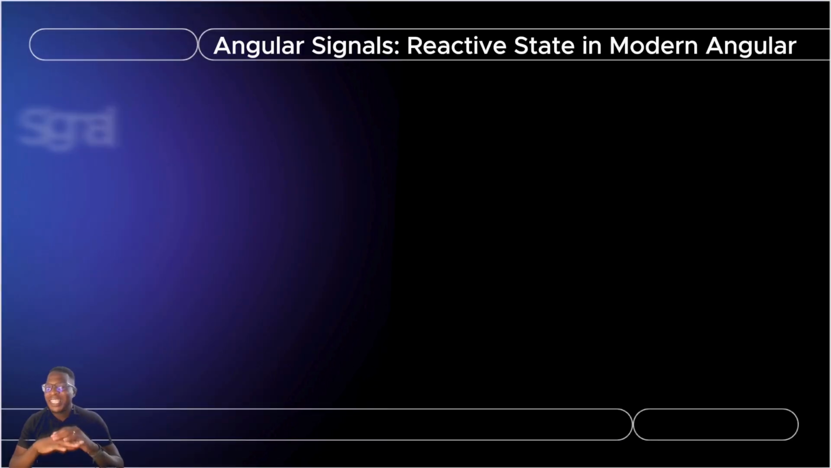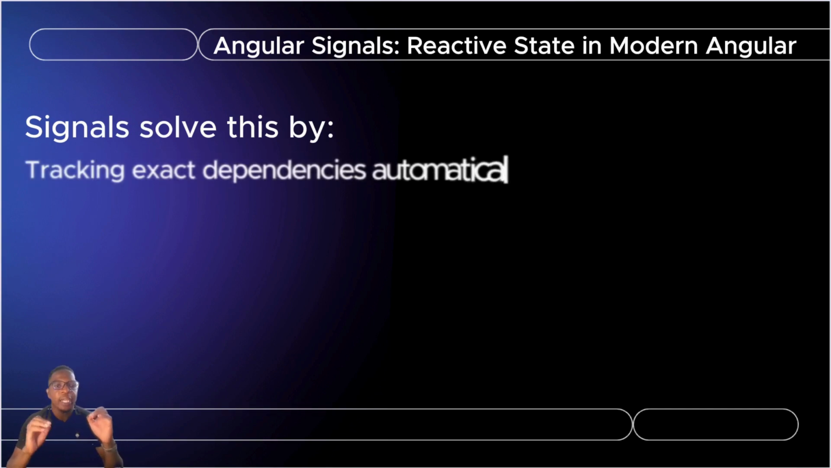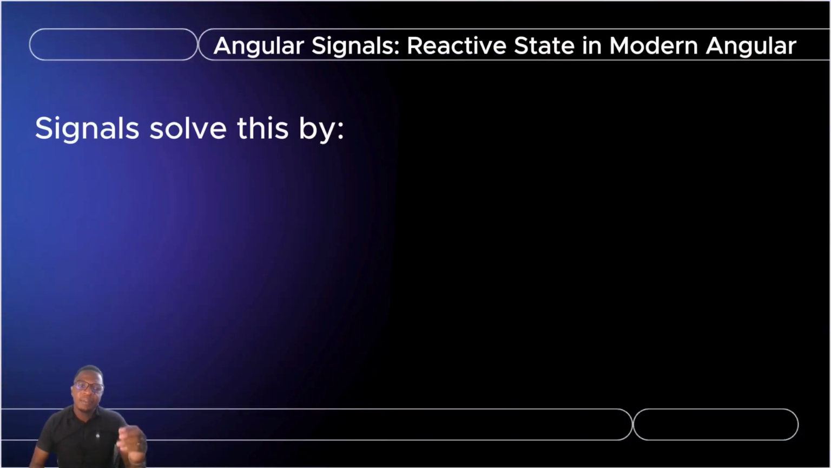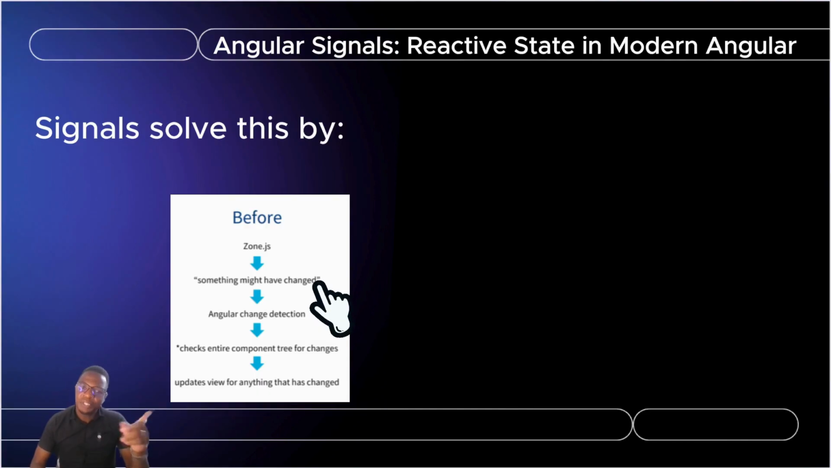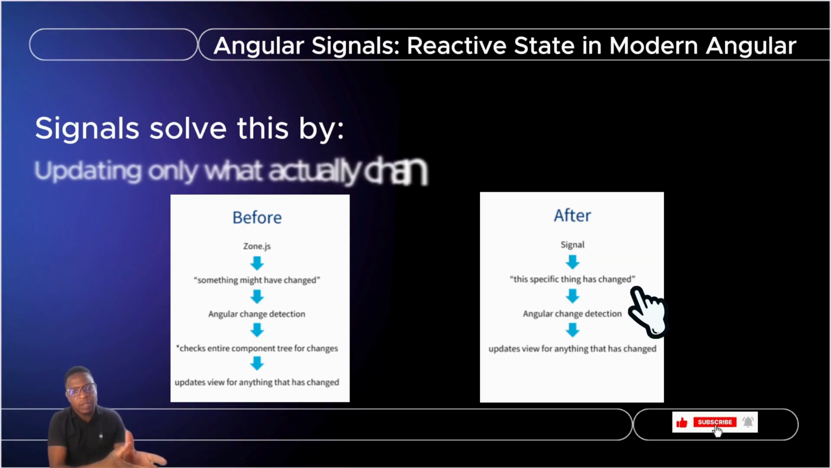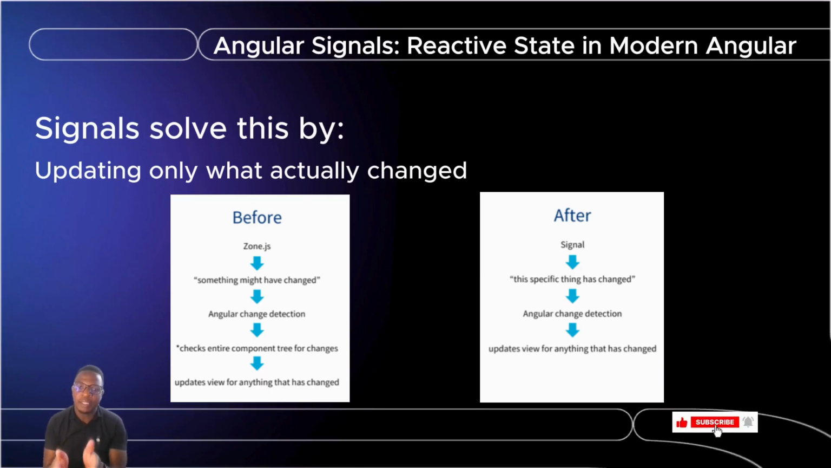Now, this is where signals come in and change the game. Signals introduce automatic dependency tracking. That means Angular knows exactly what part of the UI depends on which piece of state. So instead of saying something happened, recheck everything just in case, Angular can now say this specific signal changed, so only update the UI that depends on it.